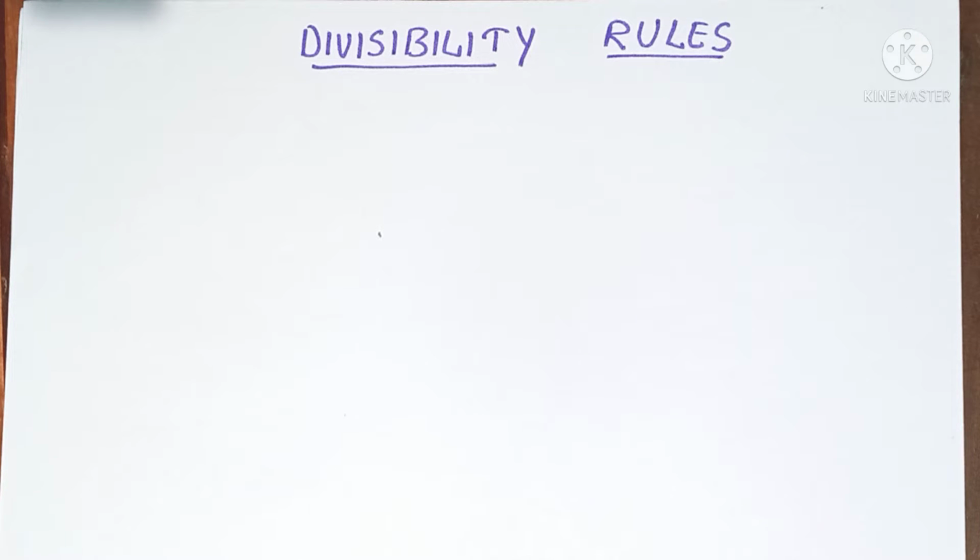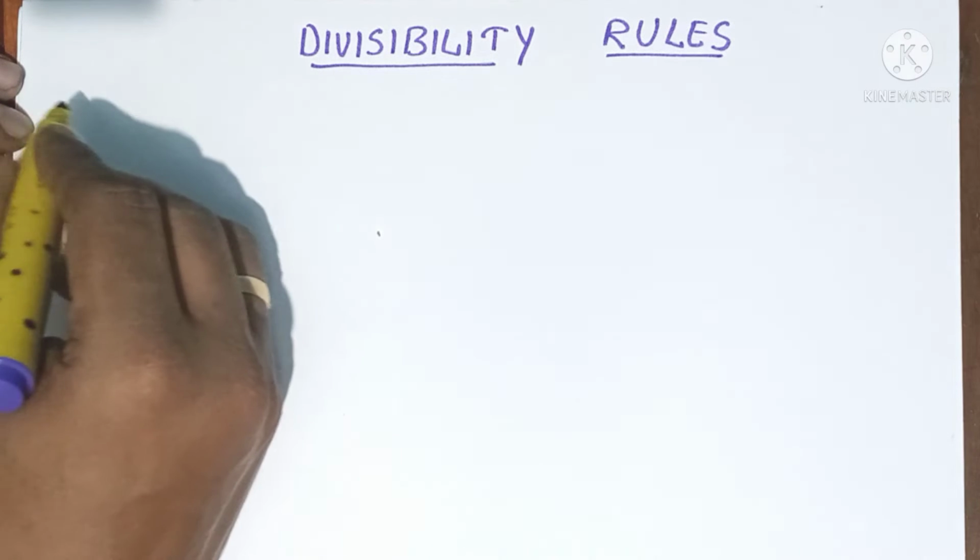Today we are going to see the divisibility rules of different numbers. So what is a divisibility rule? A divisibility rule helps us to determine whether a number is divisible by another number without actually carrying out the division process. So these rules will help us to know whether a number is divisible by another number or not. So we can see different numbers.